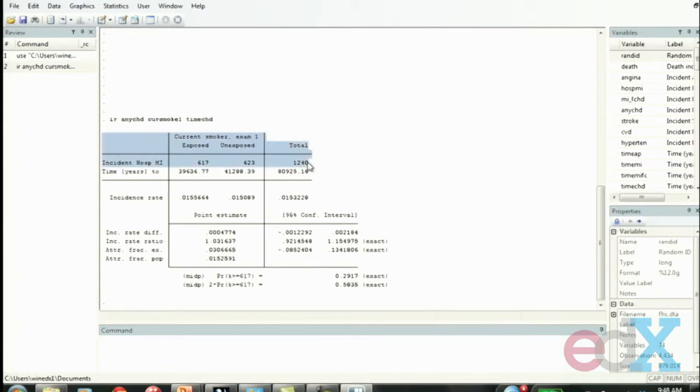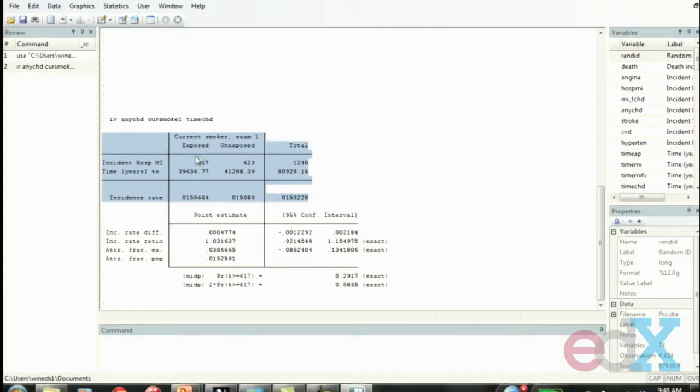Again, we just want to focus on this top panel here. Our first column is the exposed people. These are people who were current smokers at baseline. Our second column is the unexposed people. These are people who were non-smokers at baseline.